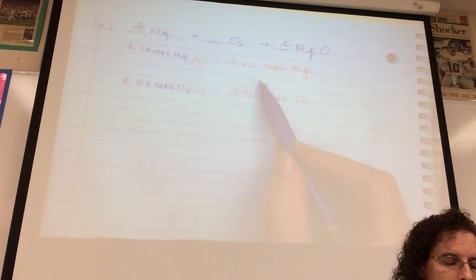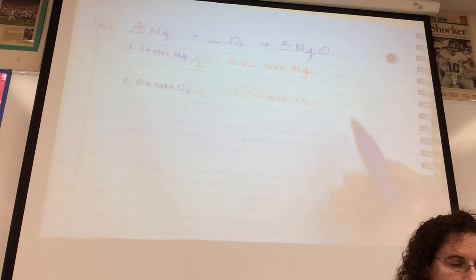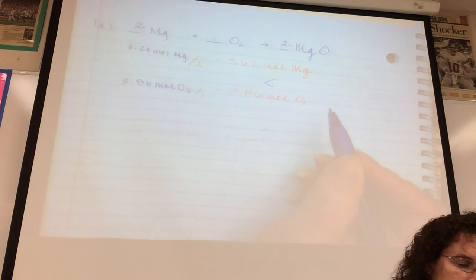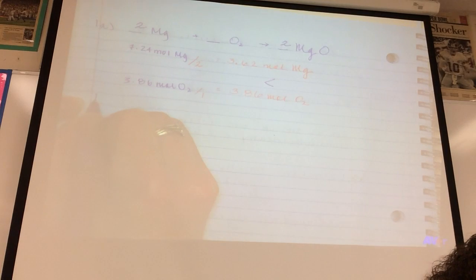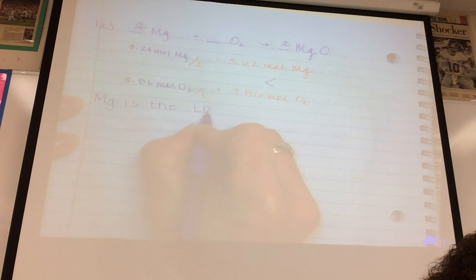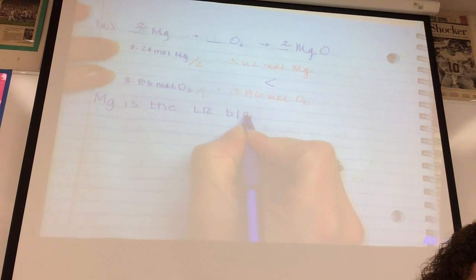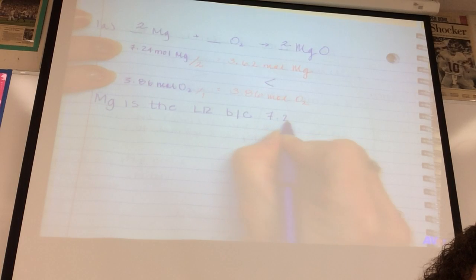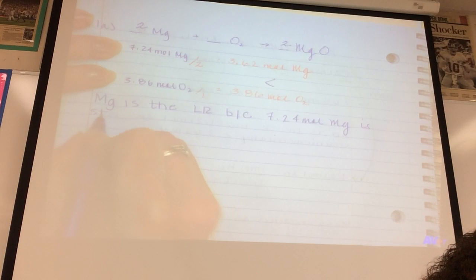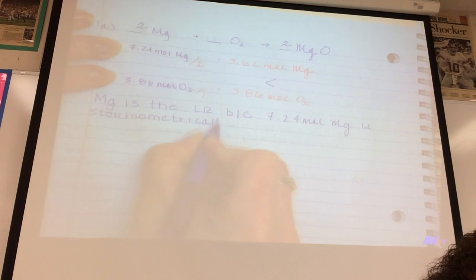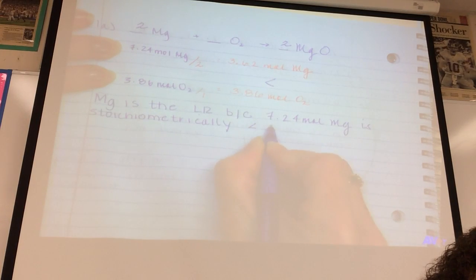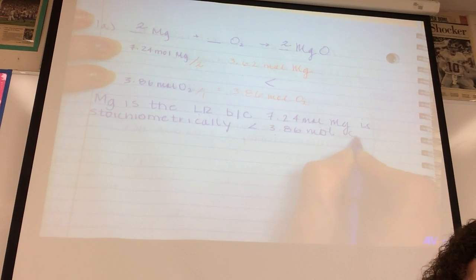So which amount's less? The magnesium. So what's the limiting reagent? Magnesium is the limiting reagent because, go back to your original givens, 7.24 moles of magnesium is stoichiometrically less than 3.86 moles of oxygen gas.